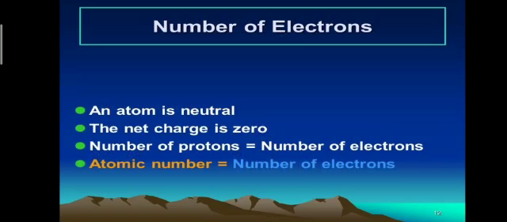An atom is electrically neutral because it has the same number of protons and the same number of electrons. As we know, protons have positive charge and electrons have negative charge. When we have an equal number of positive and negative charges, they cancel the effect of each other and the net charge will be 0. So we can say that the atomic number is equal to the number of electrons or the number of protons.